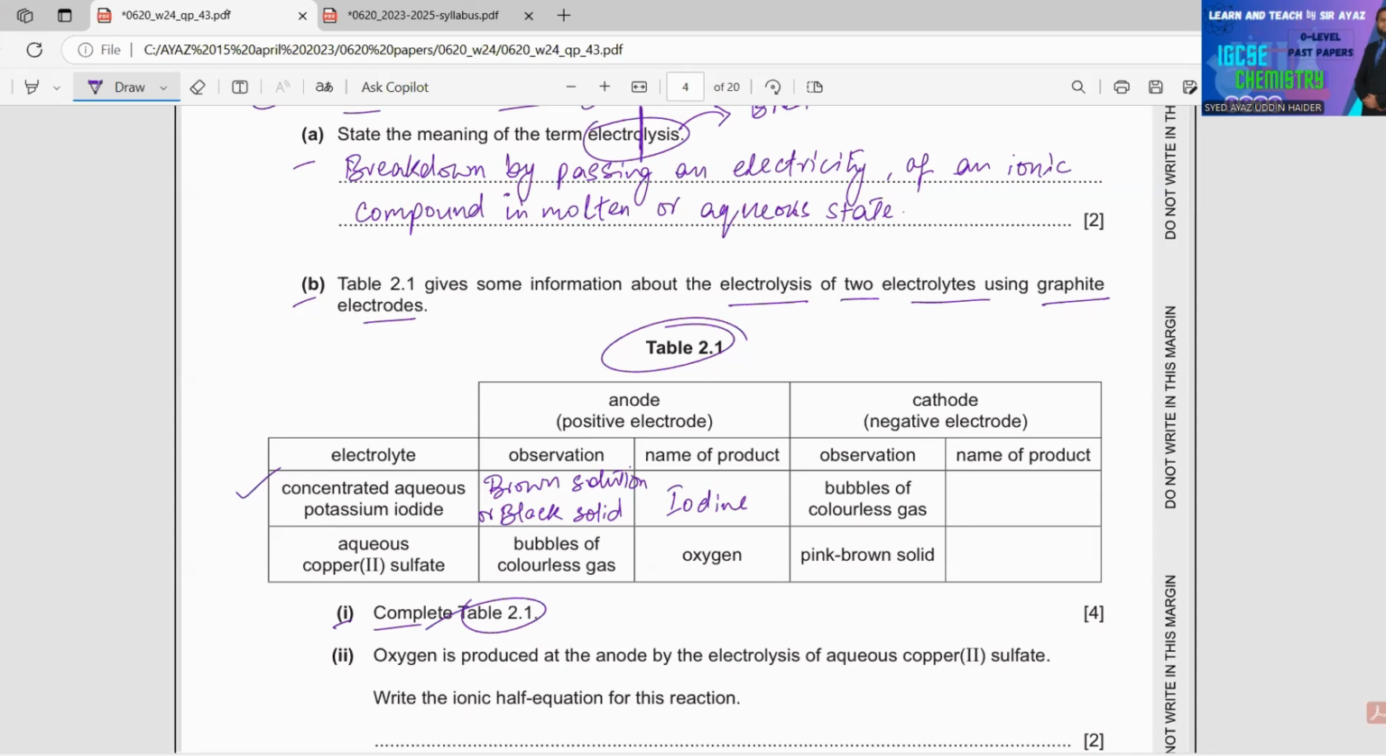What about cathode? You see bubbles of colorless gas. It must be hydrogen. Why? Because potassium will never get discharged. It has very high difficulty of discharge or low ease of discharge. But you can even say that it's more reactive than hydrogen. So for aqueous copper(II) sulfate, they are asking us to write down the product at cathode, which is pink brown solid. It's none other than copper.